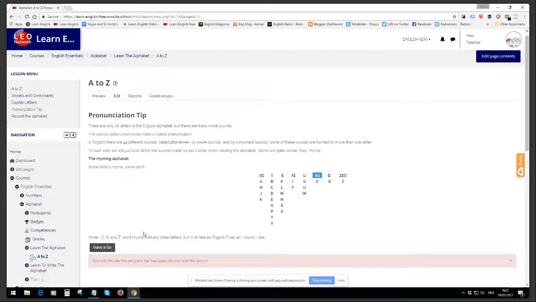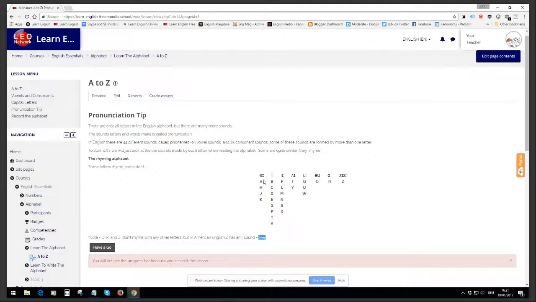Then we've got 3 letters. They don't rhyme with any other letters in British English, okay? This is British English. So we have the O sound and the R sound and Z. Now in American English, Z would go under the E sound because Americans say Z. British speakers say Z. Believe me.